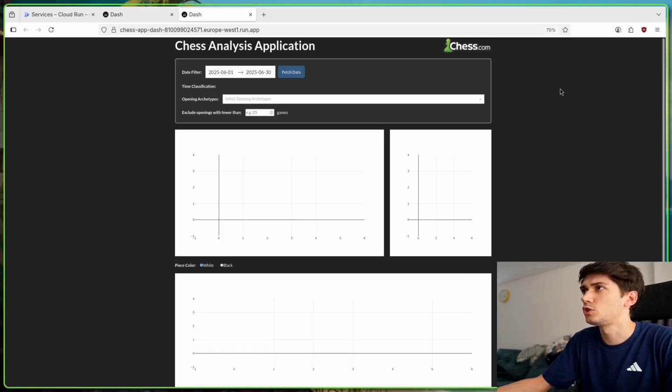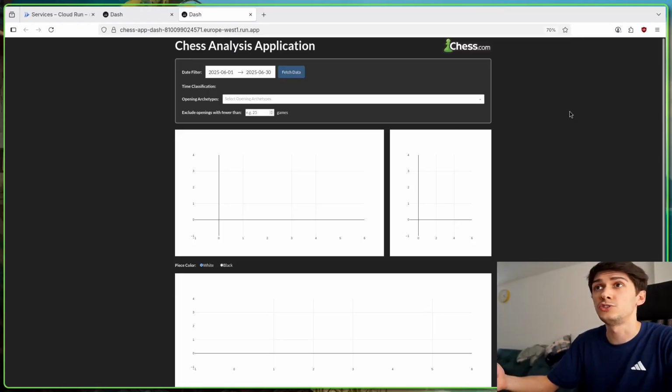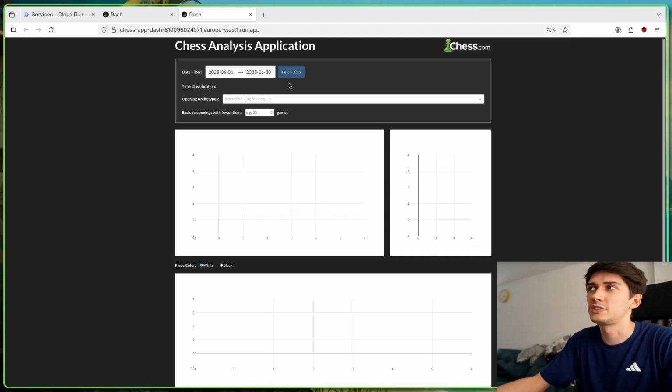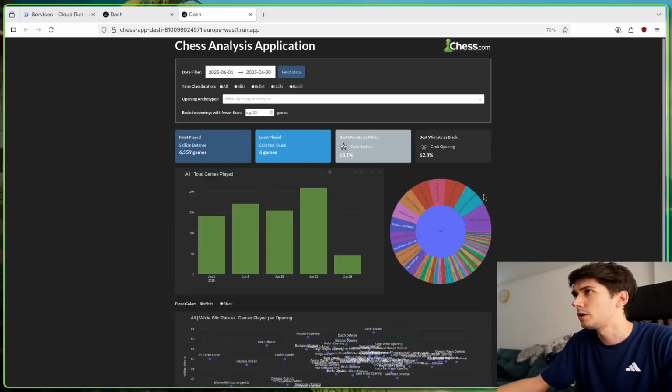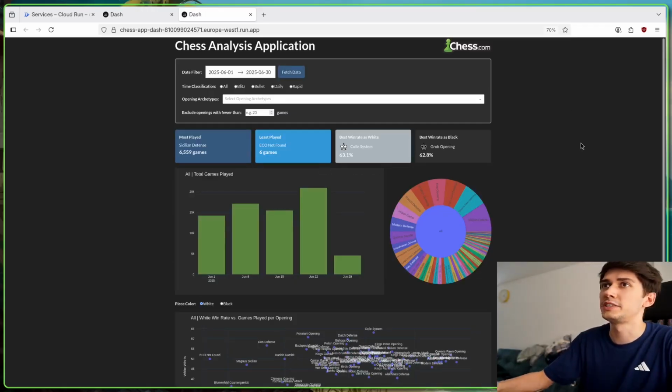And this is what you'll be presented with here. It will default to a 30-day period of the last ingested data inside BigQuery. And it won't automatically fetch the data. We need to click this fetch data button to activate the callback and load the data into the application. And this is what you'll be presented with at the loading.